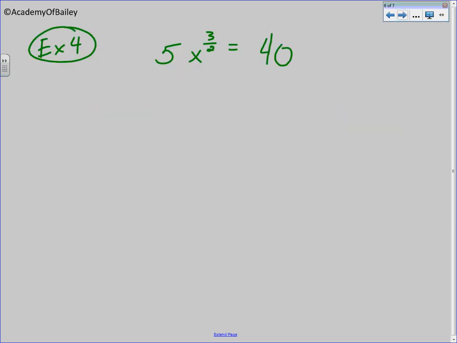Alright, I'd like you to try this one on your own. You can hit pause and then hit play when you're finished and check your solution with mine.